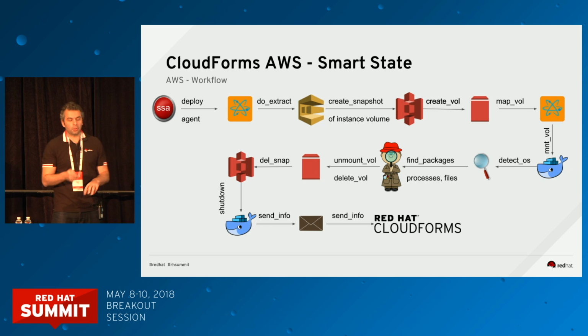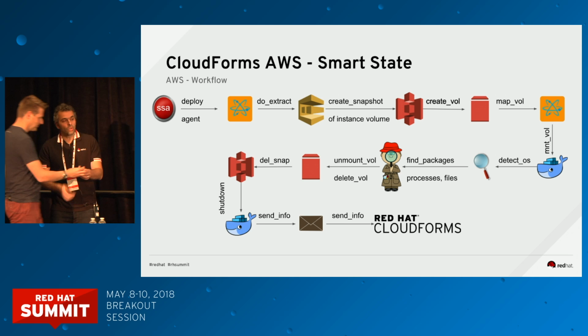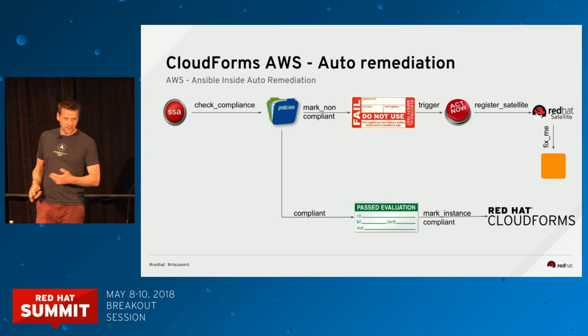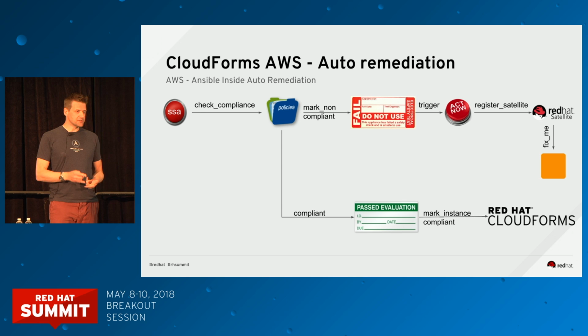Once that's done, it unmounts that, deletes the snapshot, and sends the info to CloudForms. So now that you have that information, you can do the following. You have a bunch of information that you're pulling from your instances on AWS at that point. That information includes what users are available, what packages are installed, what patches are installed on Windows, what certain files you want to monitor perhaps.